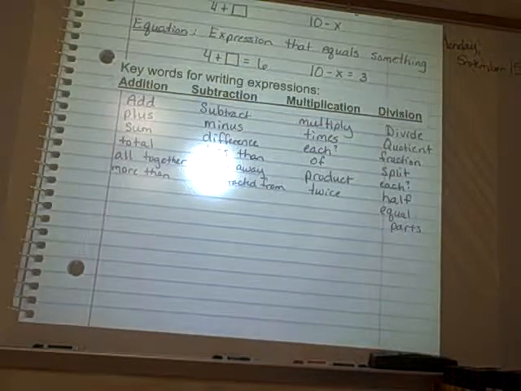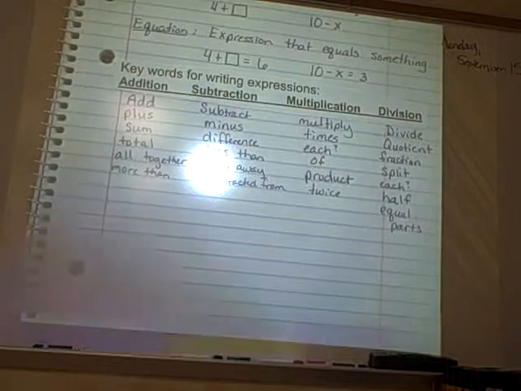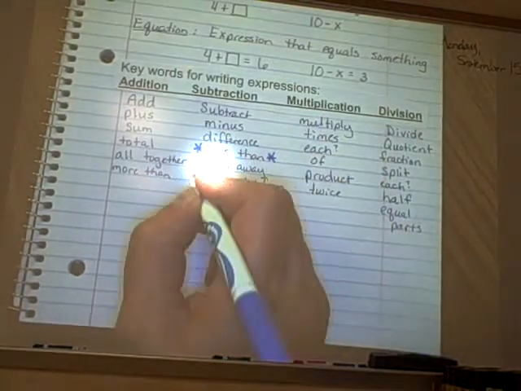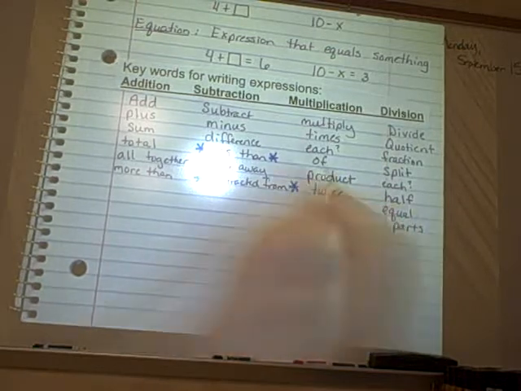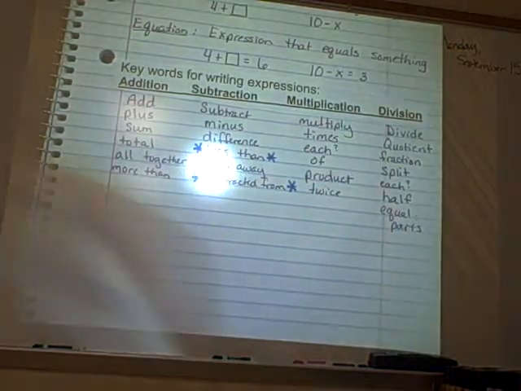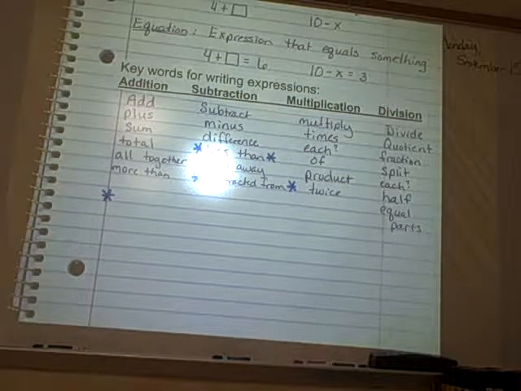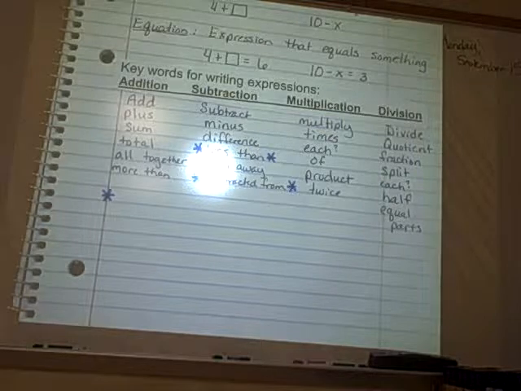Okay, what I want you guys to do, if you have another color pen or something, or if not, it's okay. There's two of these I really need you to look at. Less than and subtracted from. These two are special. If you have just a highlighter and want to highlight them, or just put a star beside them, or whatever you want to do. These two are special.